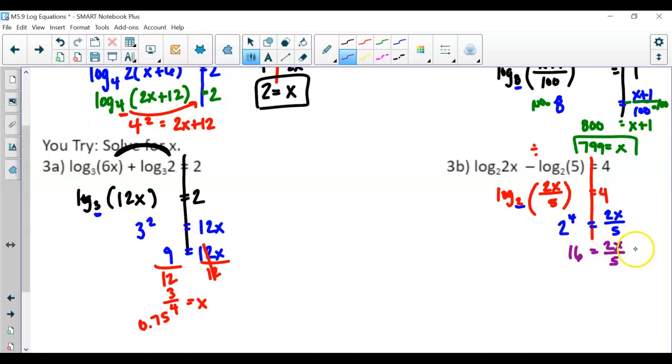Now notice you have a fraction. So what do we have to do? If it's a division, multiply by 5. So now here you get 80 is equal to, 5's cancel out, right? You're left with 2x. Divide by 2, you get x is equal to 40.